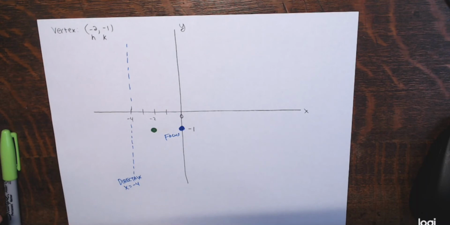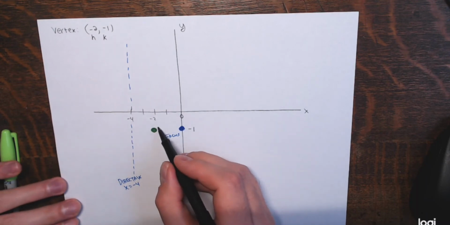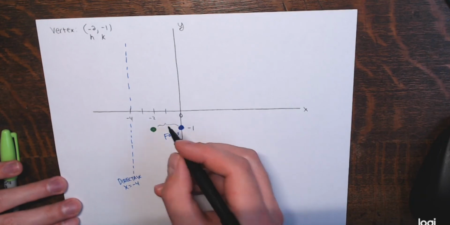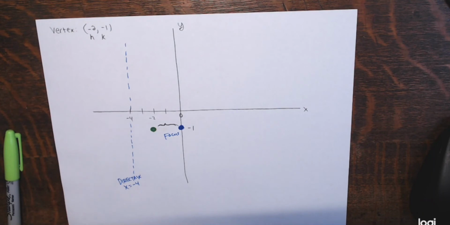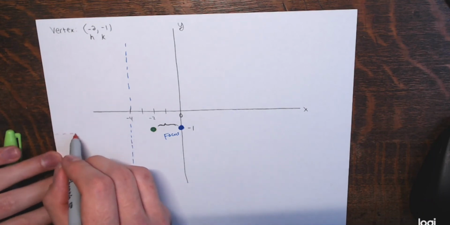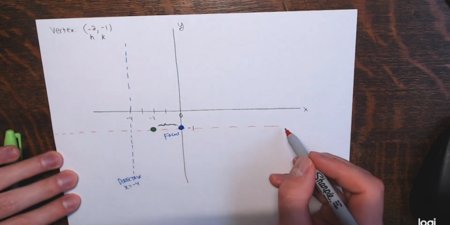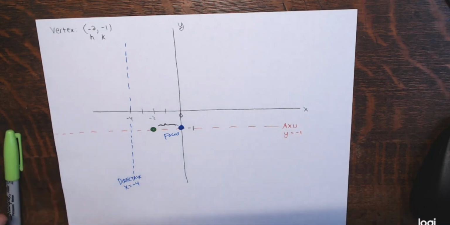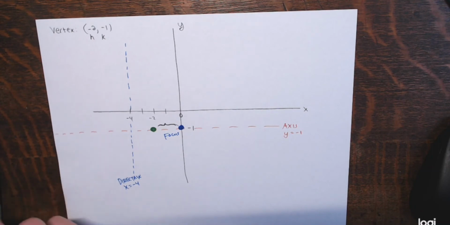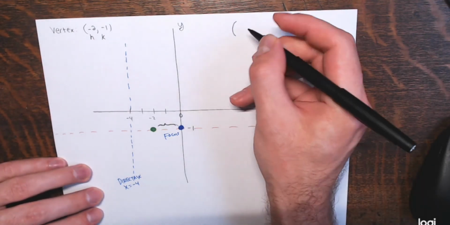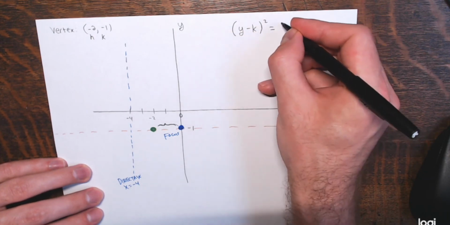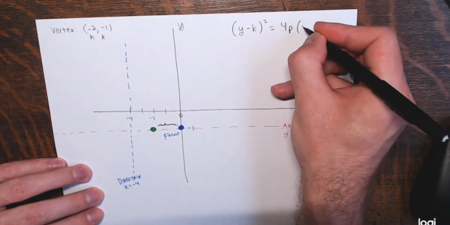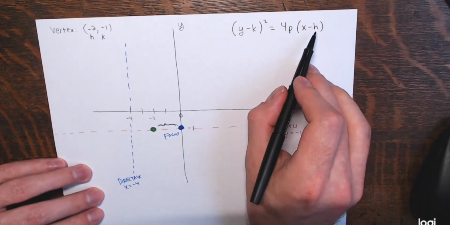And then the value of p would be positive. You see how the axis of symmetry, that's another thing I'll notice too. That'll tell me what kind of equation I need to write. Right? The axis of symmetry is horizontal. The axis of symmetry is y equals negative 1. That's horizontal. So the kind of equation I'm writing will have y squared and not x. So it'll be y minus k squared equals 4p times the quantity x minus h, right? And then I just need to know the value of h and k, which I already do.